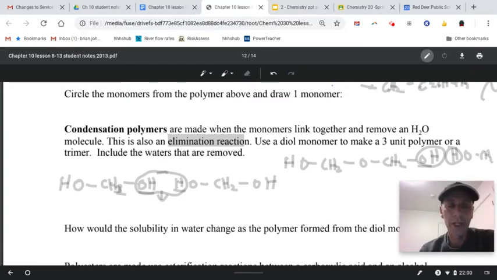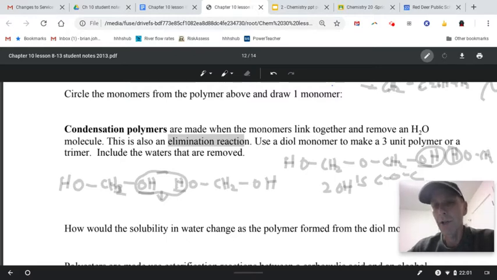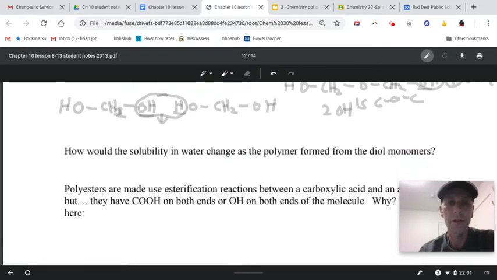So thinking question, how would the solubility in water change as the polymer forms from the diol monomers? So solubility of this, we've lost two OH groups and replaced it with a C to an O to a C bond. So which one has less solubility in water? Absolutely that C to the O to the C bond. It's going to be far less soluble in water than two hydroxyl groups. So solubility goes down in the polymer compared to the monomers.